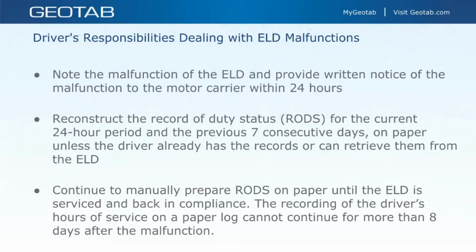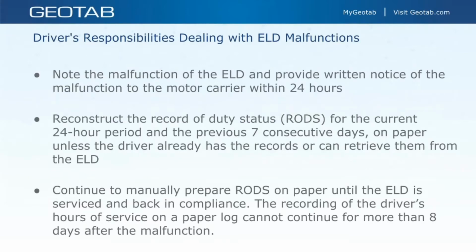The driver must reconstruct their records of duty status for the current 24-hour period and the previous 7 consecutive days on paper, unless they already have those records or they can retrieve them from the ELD. So if they can retrieve the current 24-hour period and previous 7 consecutive days from the ELD, that's fine. If not, they need to recreate them on paper.